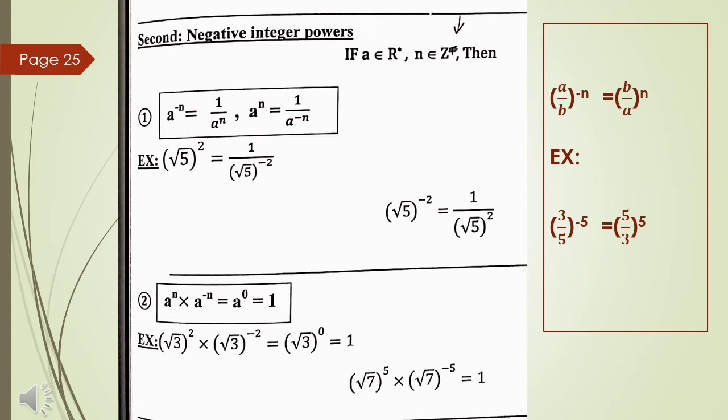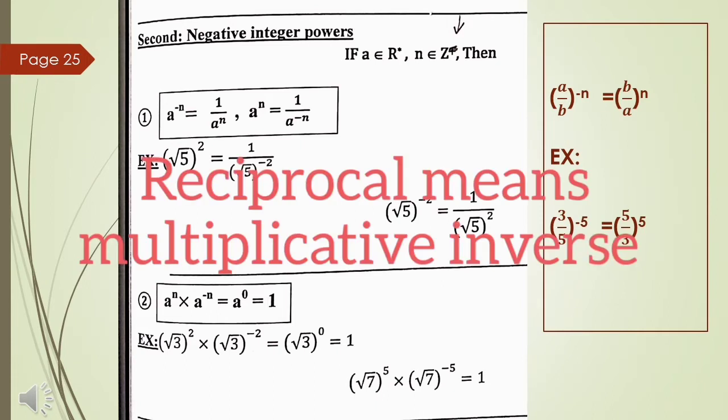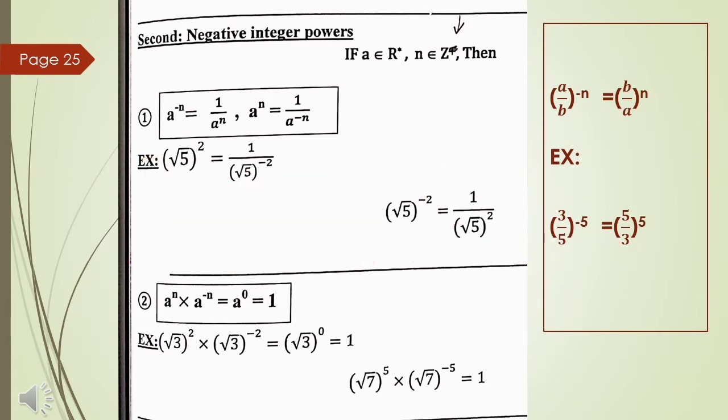Then the first rule, a to the power of negative n. What does this mean? You're going to make the reciprocal, as if a is over 1. Then you're going to make it 1 over a to the power of n, and vice versa. If a to the power of n equals 1 over a to the power of negative n, it's because we flipped it, or made the reciprocal, so the power became negative.